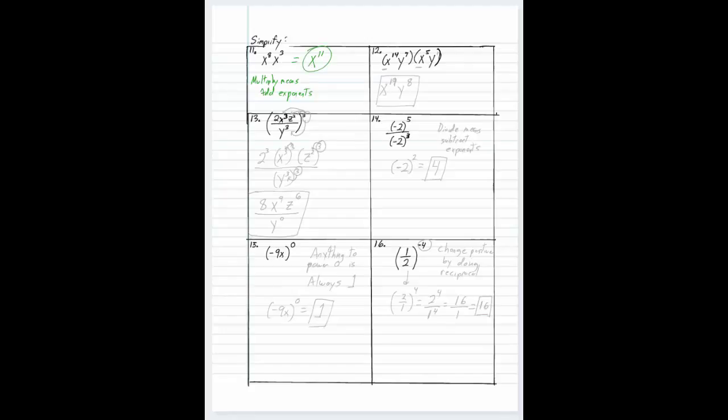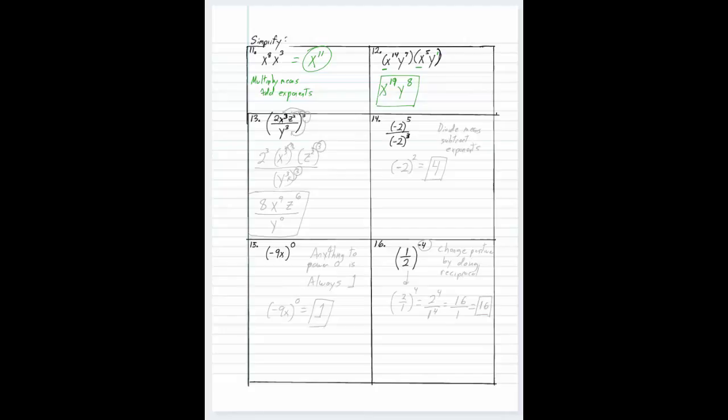12 works the same way, but we'll deal with x's then y's. Like first I see x^14 and x^5. 14 and 5 is 19. Then I see y^7 with y^1. 7 plus 1 is 8. That's it. x^19, y^8.